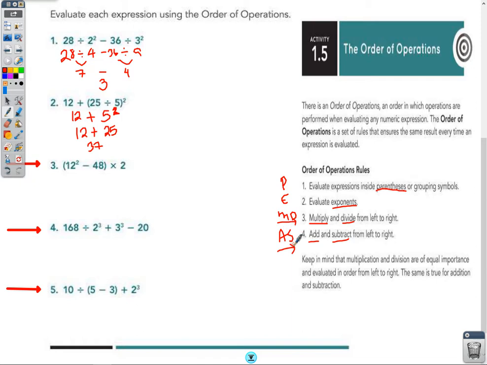So go ahead and give number 3 a try following these steps. It has to go in order. And if you go inside parentheses, remember you have to start over with the order of operations again.